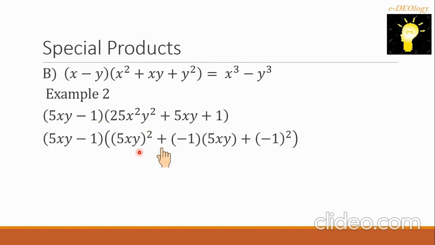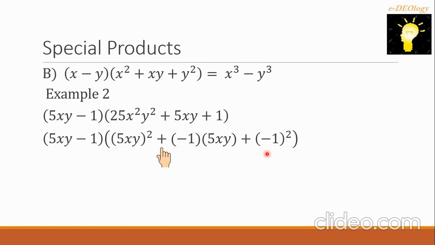The first term must satisfy that this is the square of the first term, the 5xy. So this 5xy, if we square this, we will get back to that 25x squared y squared. So the first criterion is met. And then for the middle term, let us show that this is the product of the two terms of this binomial. So the negative 1 is here, the 5xy is here. If we multiply this, we will get a negative sign, but as a rule, we should write it as positive. So the second criterion is checked.